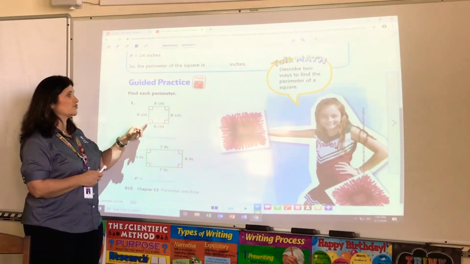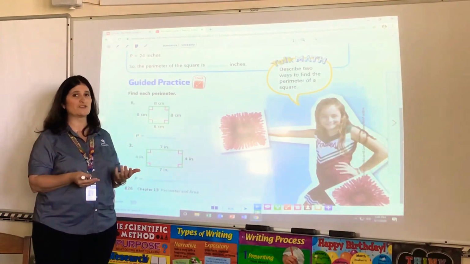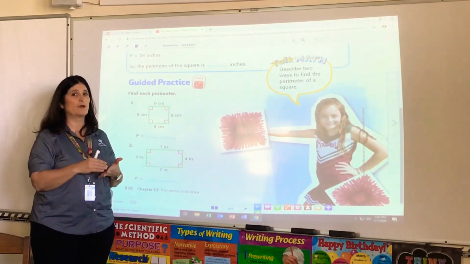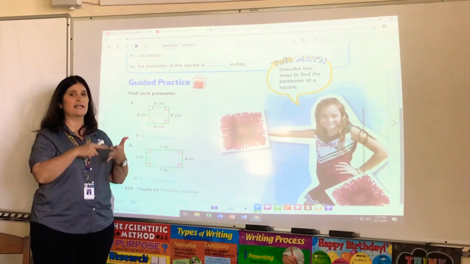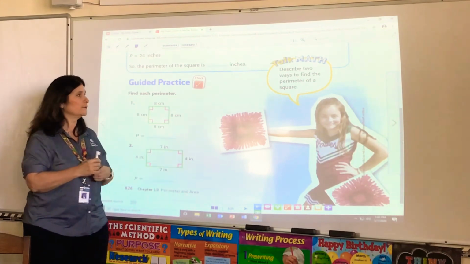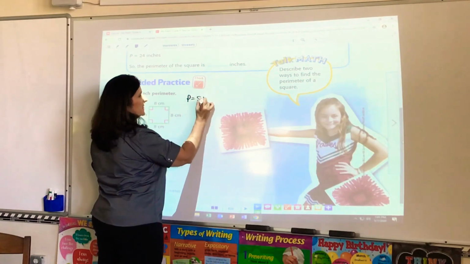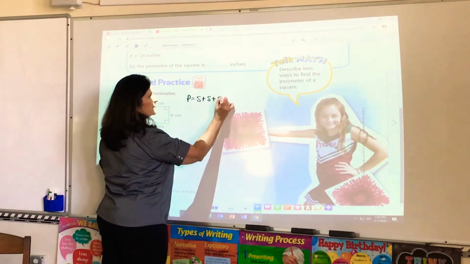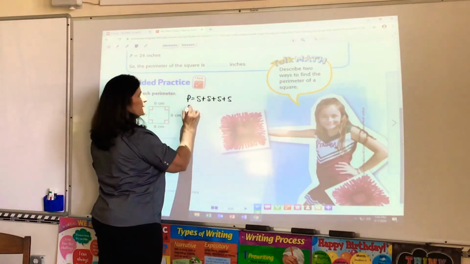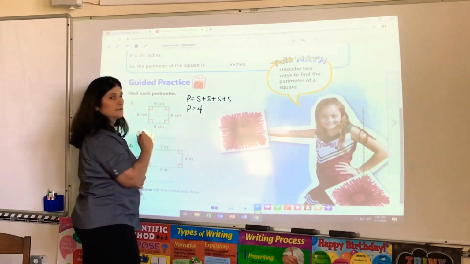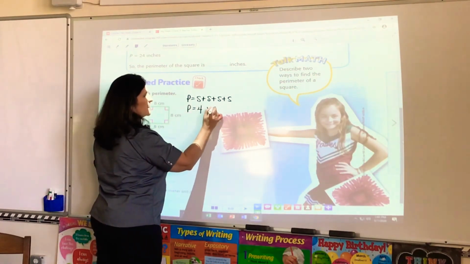Okay, so this is a square. We can find the perimeter of a square by adding all the sides, where P equals side plus side plus side plus side, or there are 2 ways that we can figure this out. P equals side plus side plus side plus side, or P equals 4 times the side.